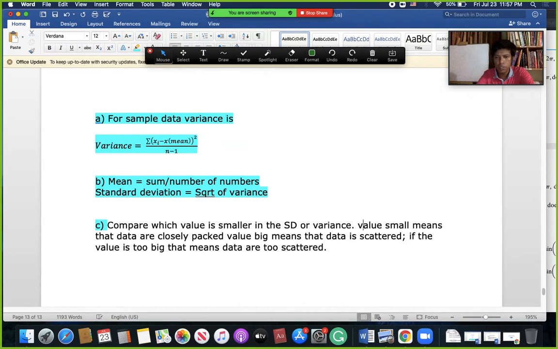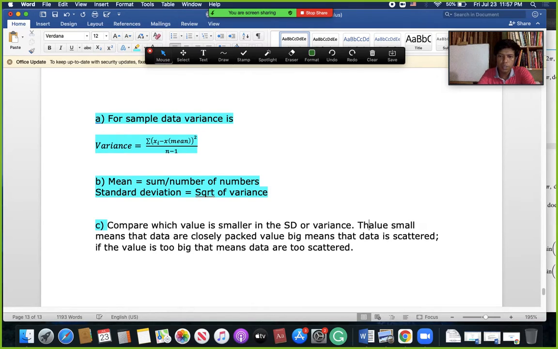A small value means that the data are closely packed, and a big value means that the data are scattered. If the value is too big, that means data are too scattered. So this is the idea, how we generate the decision.